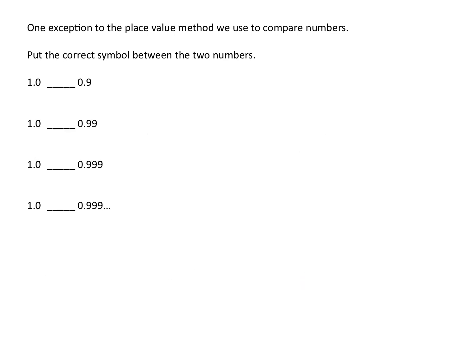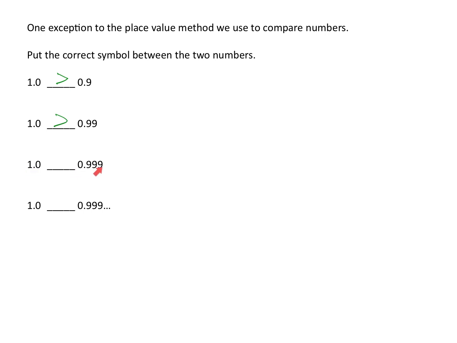Okay, we have one interesting exception to the place value method that we use to compare numbers. Let's analyze these sets of numbers and see which one's bigger, 1 or 0.9, 1.0 or 0.9. So the leftmost place value in the number on the left is a 1, and in the number on the right is a 0, so 1's going to be bigger. Okay. How about 1.0 and 0.99? So 1 compared to 0, 1 is bigger.